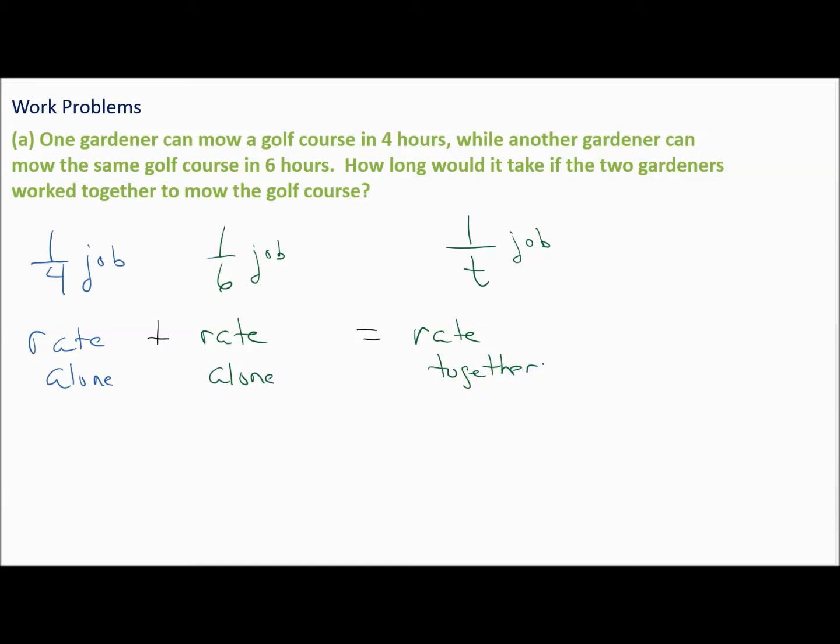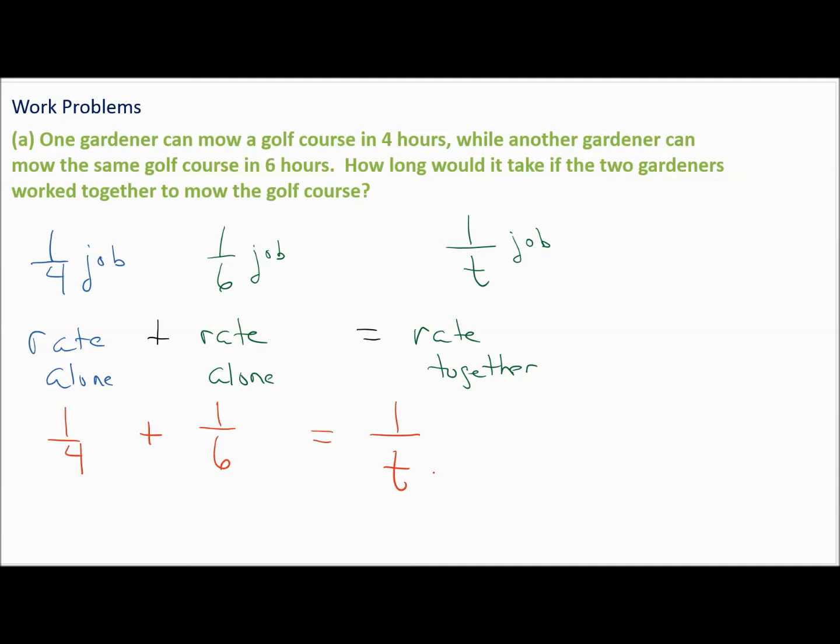Okay, so let's talk about how you would solve this equation. So I'm going to do this all in one color. How about we do it in red? So you've got 1/4, because the first person can do 1/4 of the job in an hour, plus the second person can do 1/6 of the job in an hour, and that's going to equal 1 over T, because we don't know how much of the job can be done in an hour if they work together. You know, it's going to take less than 4 or 6 hours, isn't it? Hopefully it's going to be a lot faster than the 4 hours.